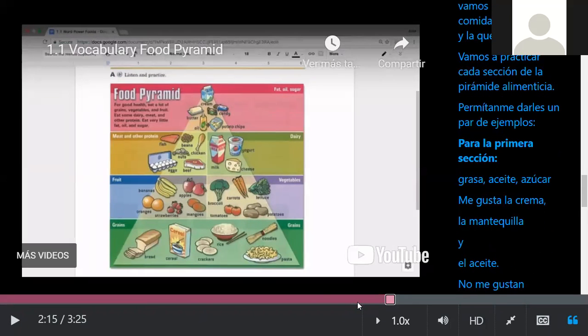Okay, so we have some here. Let's see, we have the bread, the cereal, the crackers and cookies, and the rice, the pasta, the noodles, the potatoes. Okay, so up to here, we have grains.